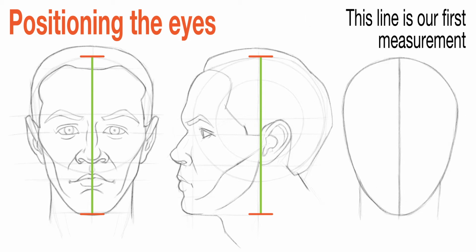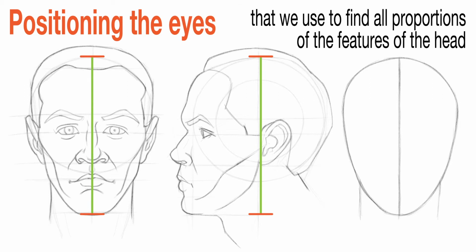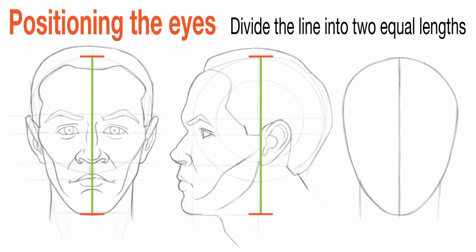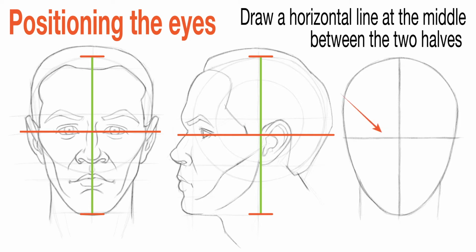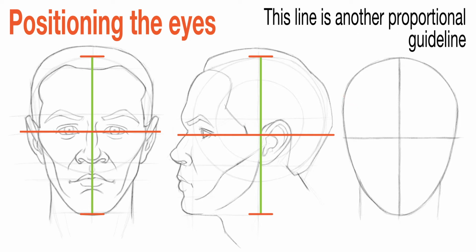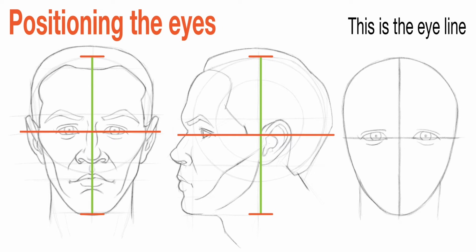Because this line represents the length of the head, we can use it to help place the eyes against the height of the head. To do so, we divide this line in half to find the middle of the head. We then draw a horizontal line across the head at this point. This is our second proportional guideline. This is where the eyes go. Each eye will sit on this line.